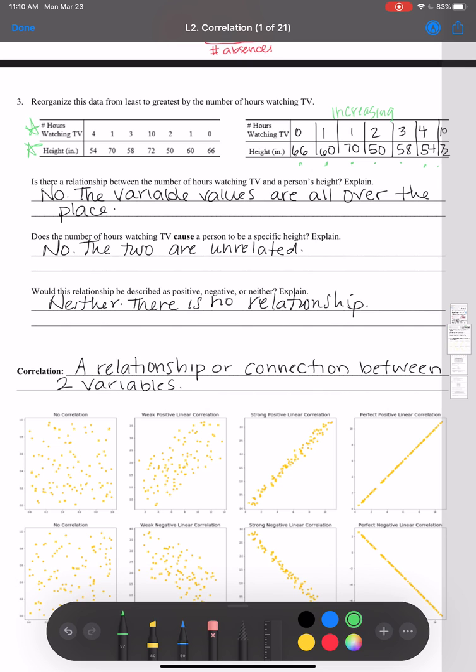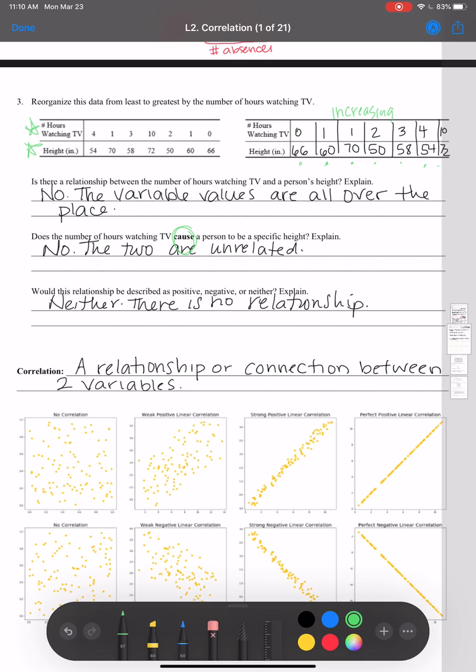So is there a relationship between the number of hours watching TV and a person's height? No, the variable values are all over the place. If you think about yourselves as individuals, your height has nothing to do with you watching TV or anything like that. So you watching TV is not going to make you grow or shrink. It's not possible. Does the number of hours watching TV cause a person to be a specific height? No, they're unrelated. So therefore, is this relationship positive, negative, or neither? And that would be neither.